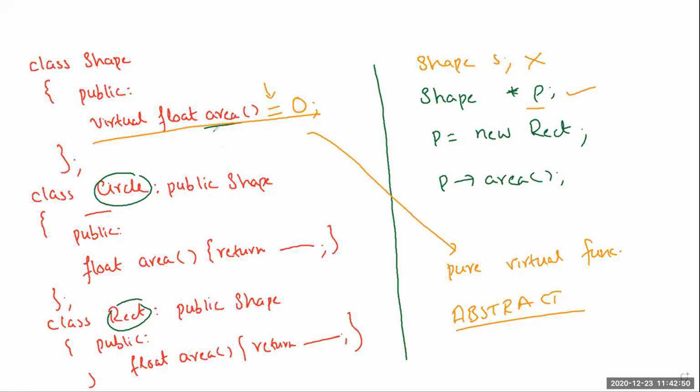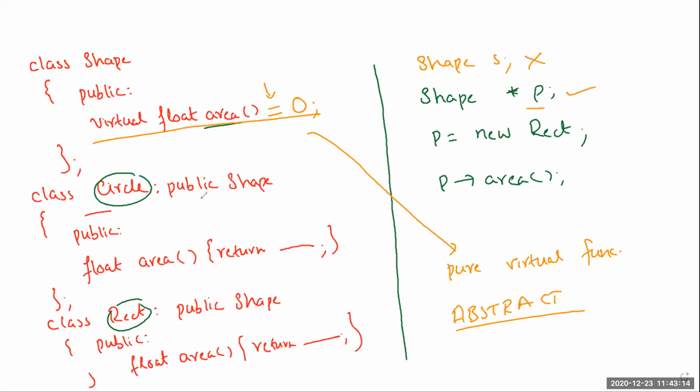We saw yesterday that it is possible that there is a virtual function in the parent class, and the child class is being written by someone else. What if they do not override it? In that case, the program will still work. But now, if you want a guarantee that anyone who makes a child class of shape must override this function, now you have a guarantee.